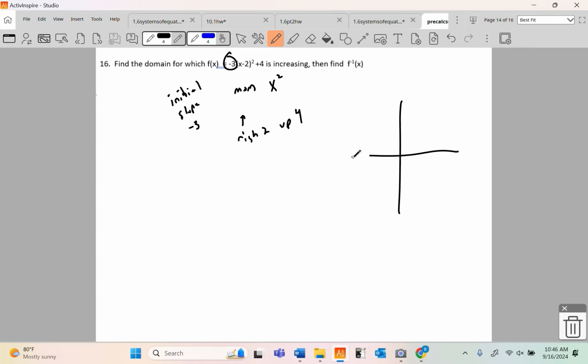This is just a quick rough graph. Right 2, up 4. Looks like that. But the reason I'm doing that is I want where this thing is increasing. And this is where it's increasing. I am increasing so long as x is less than or equal to 2.